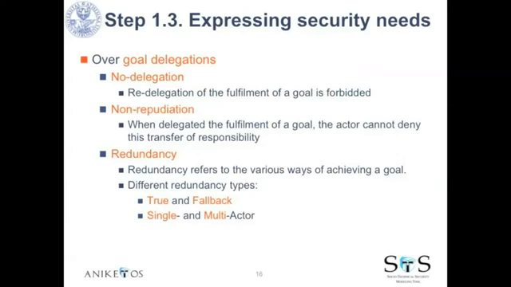The first one is that of no delegation. When a given actor specifies no delegation over a goal delegation, it expects the latter not to redelegate the fulfillment of the goal.